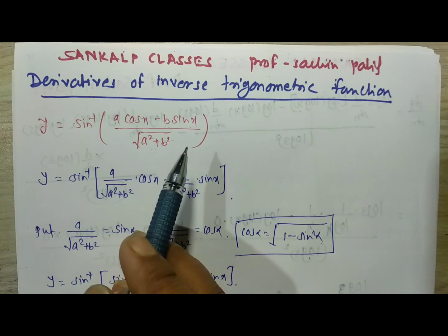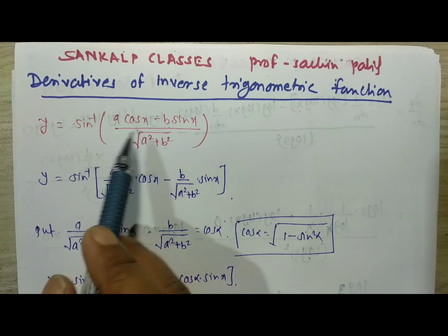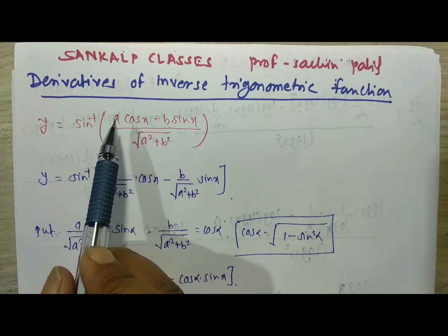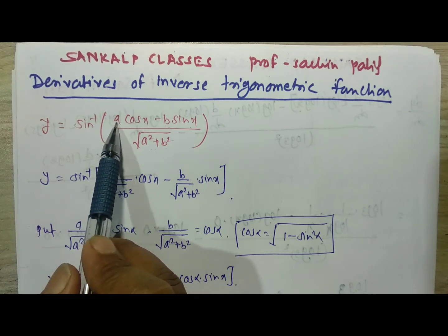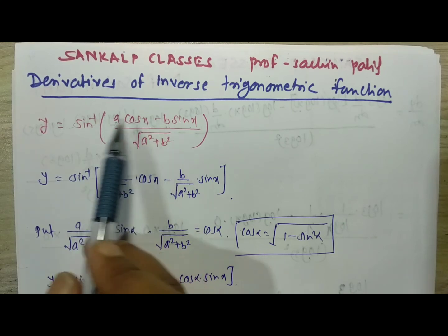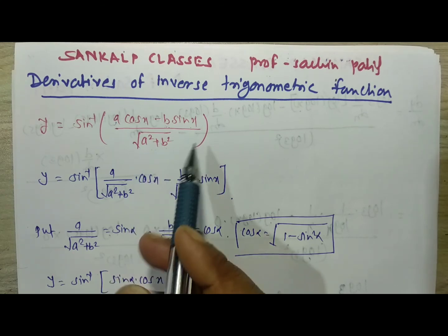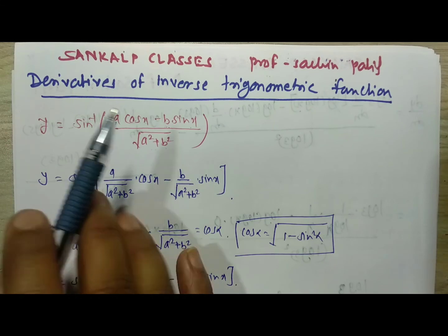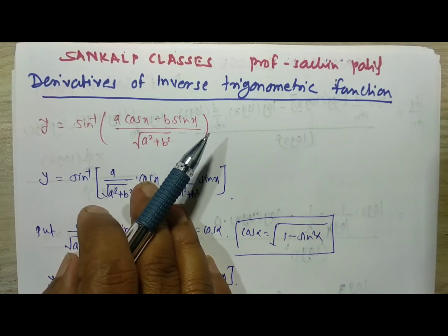We have to solve this very well if we try a number of examples related to it. The point is that the square of the first number plus the square of the second number are added, and taking the square root, it is present in the denominator. And this is the technique related to this type of derivative of inverse trigonometric functions.